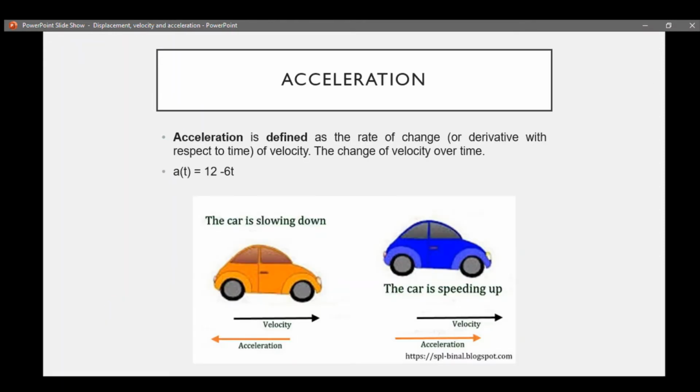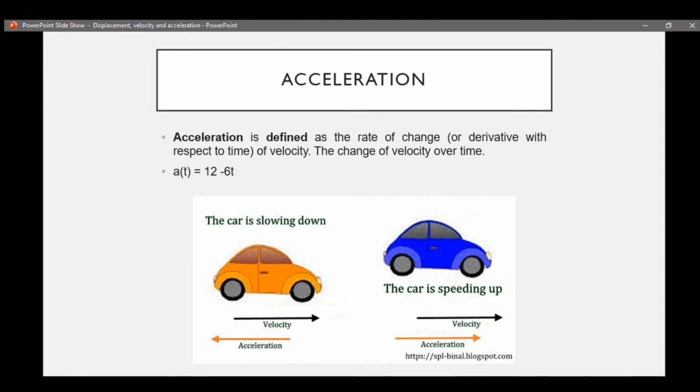Acceleration. Acceleration is defined as the rate of change, or derivative with respect to time, of velocity. Acceleration can also be seen in a simple way as the change of velocity over time. And we can see this phenomenon in the picture below, especially on the yellow car.